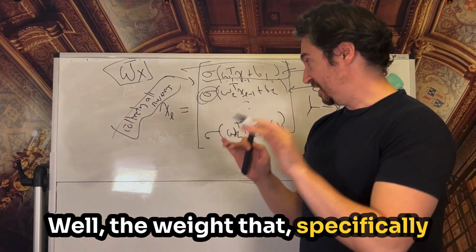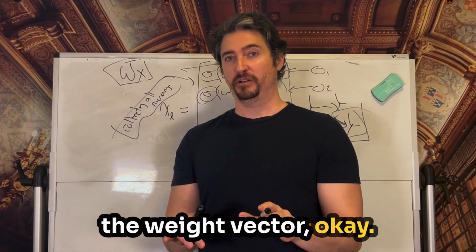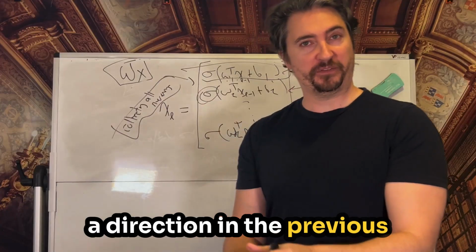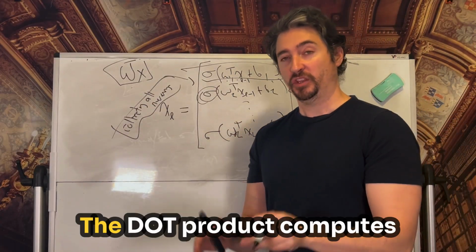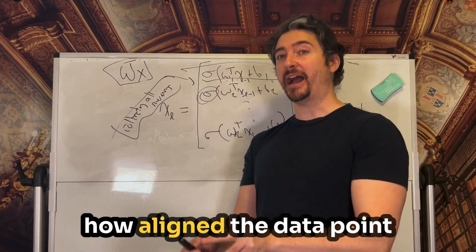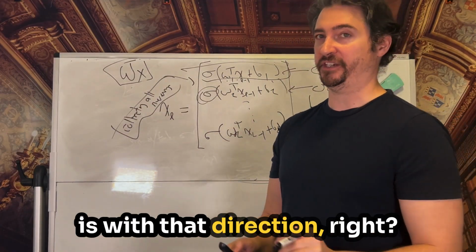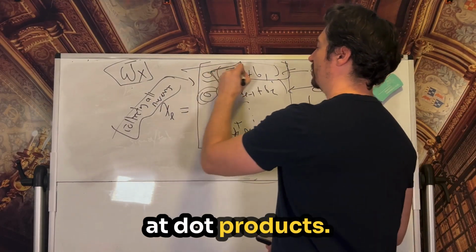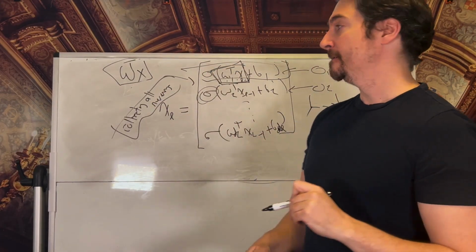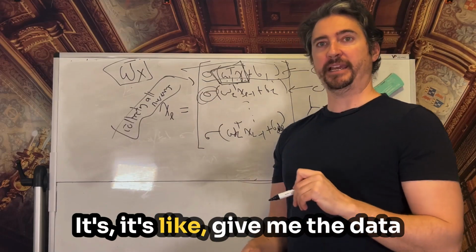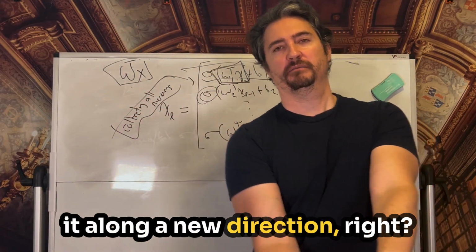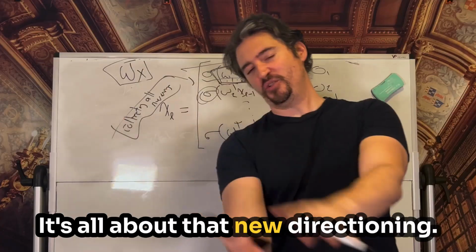Okay. So what is each neuron doing? Well, specifically the weight vector, conceptually again, defines a direction in the previous representation space. The dot product computes how aligned the data point is with that direction, right? Like what's the dot product doing here? Again, lesson 1, we looked at dot products. I don't have to go over that again. It's like, give me the data. Now I'm going to map it along a new direction. It's all about that new directioning.